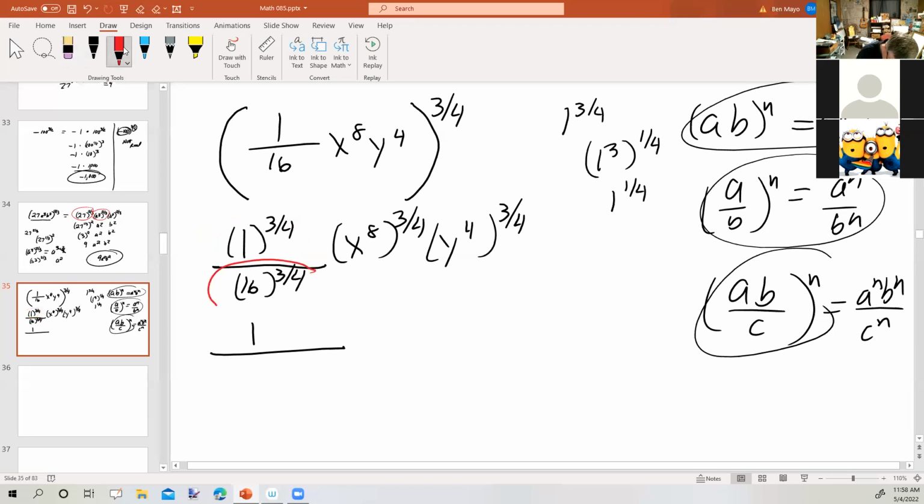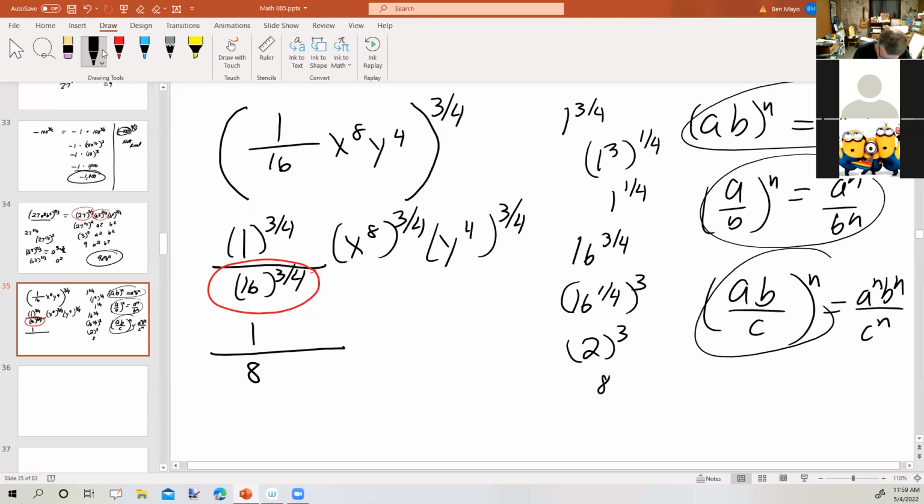Now let's deal with this piece. 16 to the 3/4 power. Well, I could do the 1/4 power and then cube it. Remember, I can do the index first, or the root. What's the 4th root of 16? 2. So this is 2 cubed, right? Which is 8. Still with me? Yes. All right.